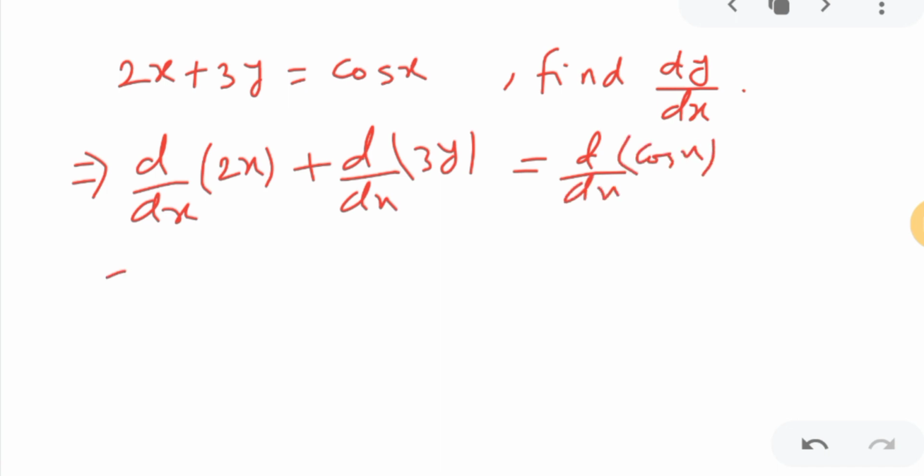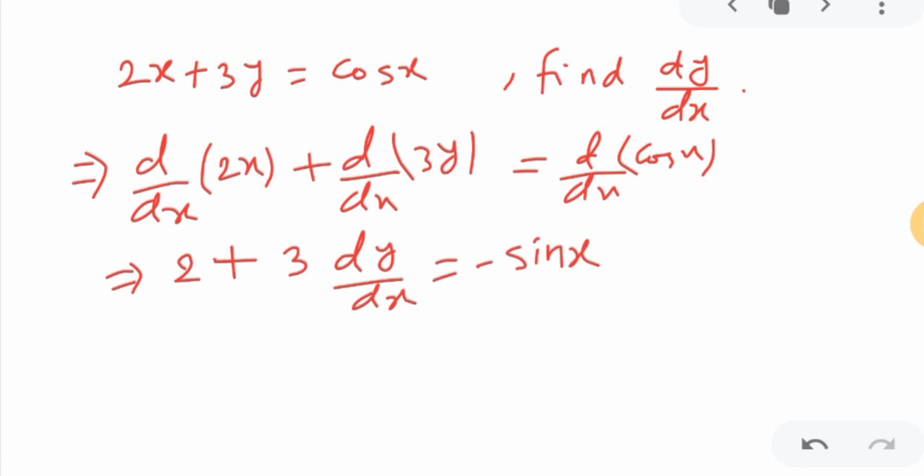When you derive, 2 is constant, so 2 will come outside, and the derivative of x with respect to x will be 1, so 2 only, plus 3 is constant and dy upon dx. The right side is cos x, and the derivative of cos x is minus sin x. You have to find dy upon dx, so only that one term dy upon dx I will keep on the left side, and every other term I will send to the right side.